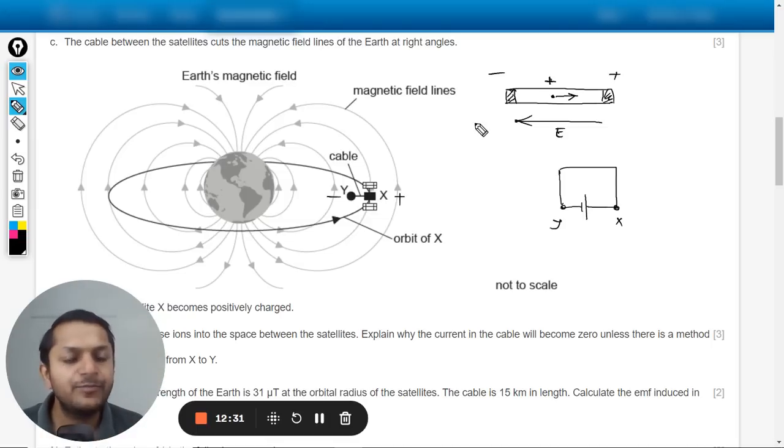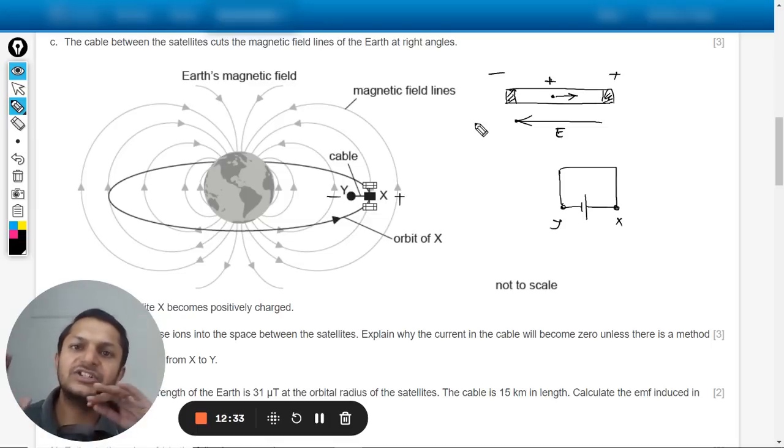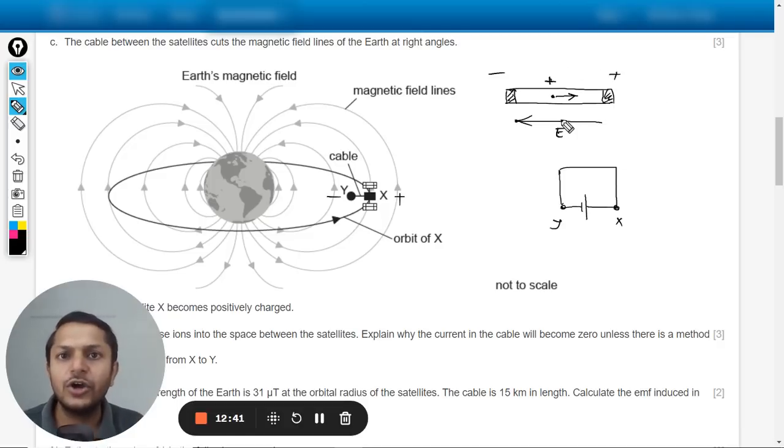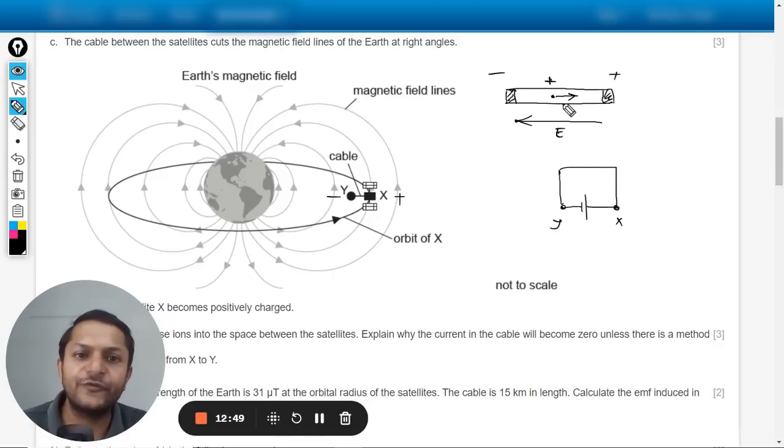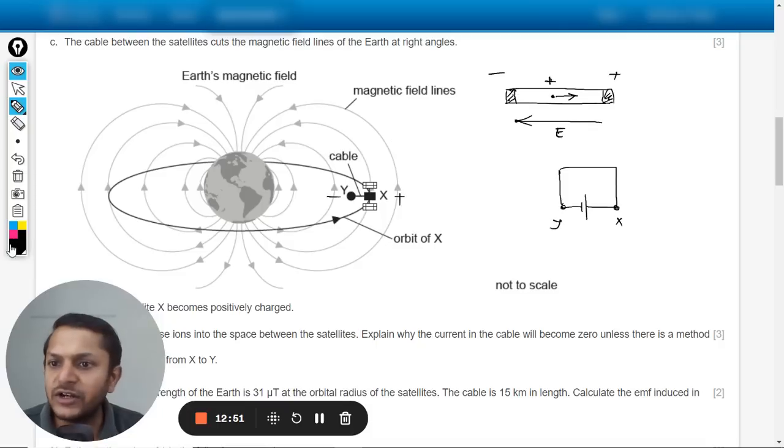But why have the charges now stopped moving? Because this side is now sufficiently positively charged. It is able to create a repulsive force on the other positive charge which wants to accumulate there. So there will be a repulsive force, and this force will be getting cancelled out. So there will be a counter force, you can just say E.